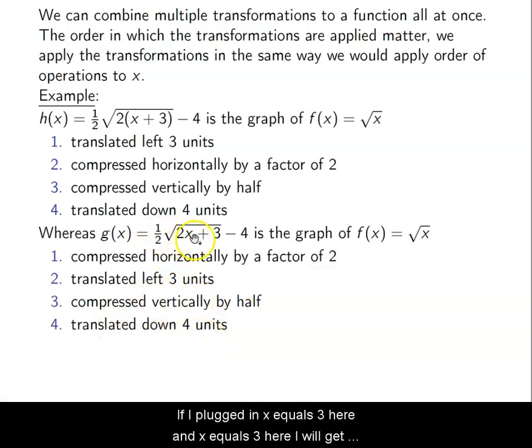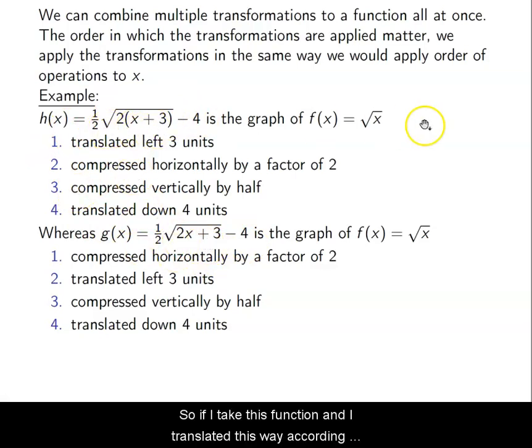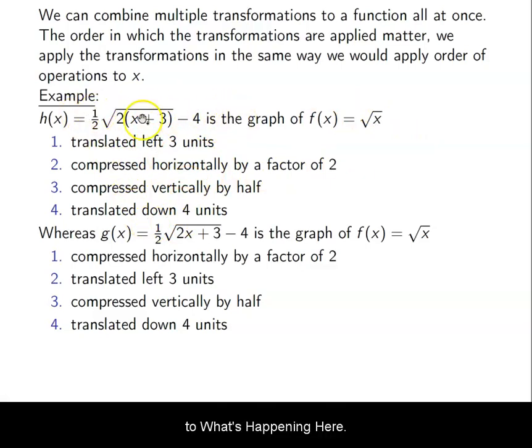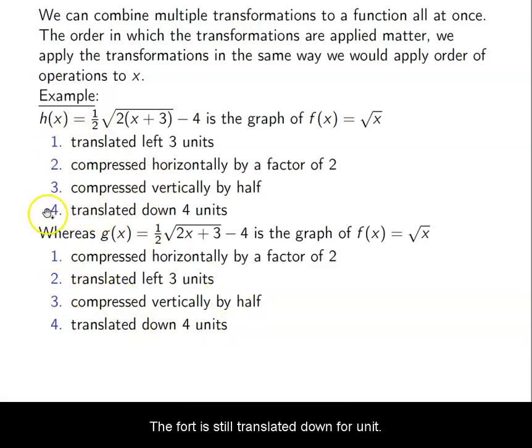If I plugged in x equals 3 here and x equals 3 here, I would get 2 different outputs because these 2 functions are not the same. So if I take this function and I translate it this way according to what's happening here, I will get a different result than if I take this function and translate it this way, right? And again, the only difference is that 1 and 2 are switched, right? 3 is still compressed vertically by half. The 4 is still translated down 4 units.